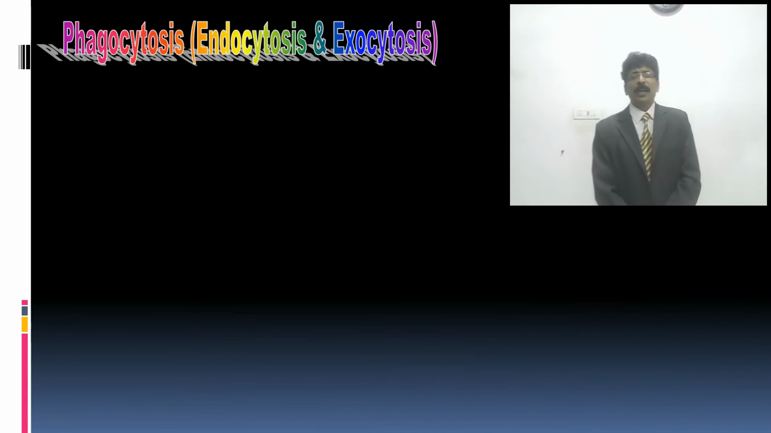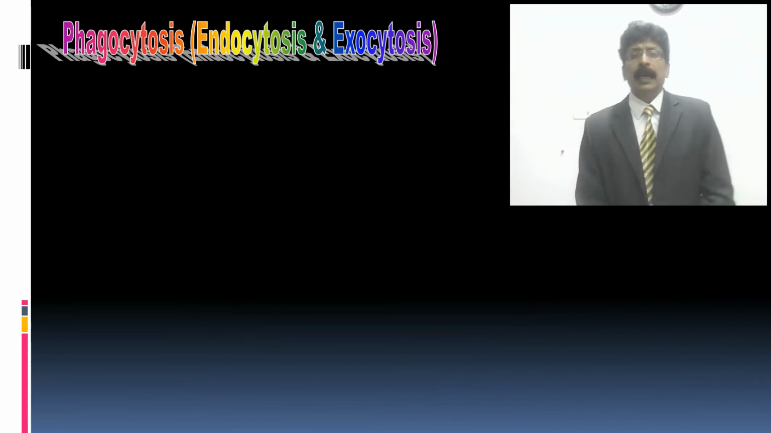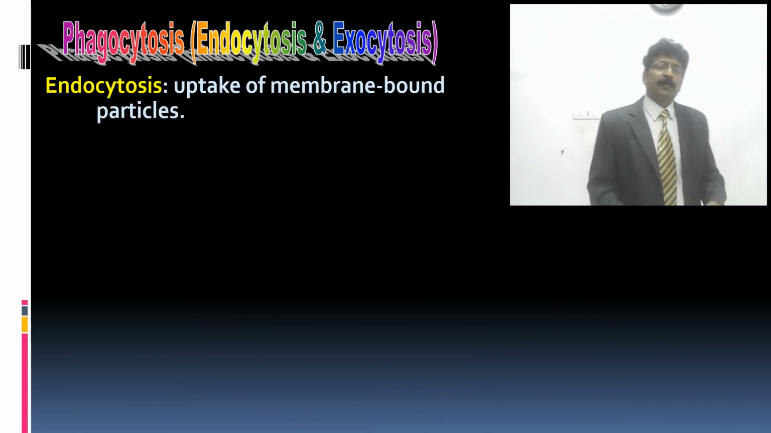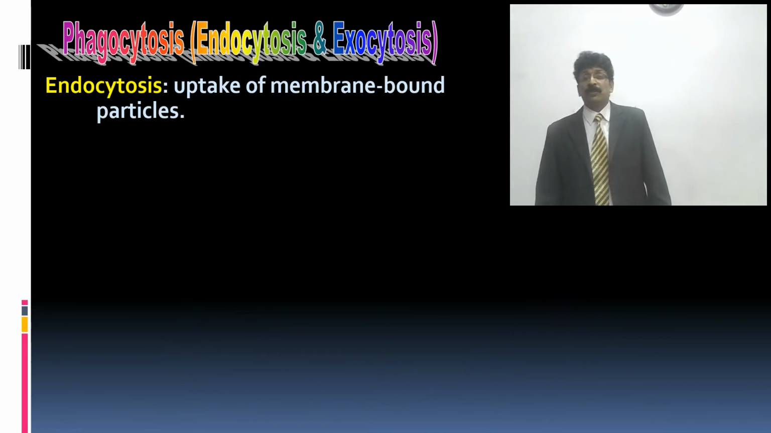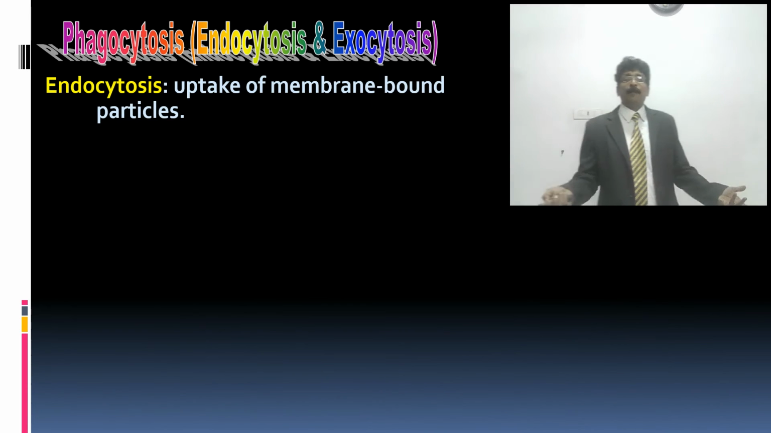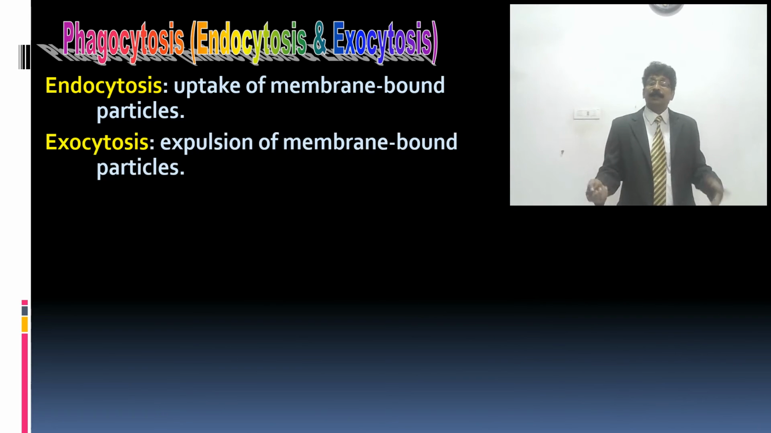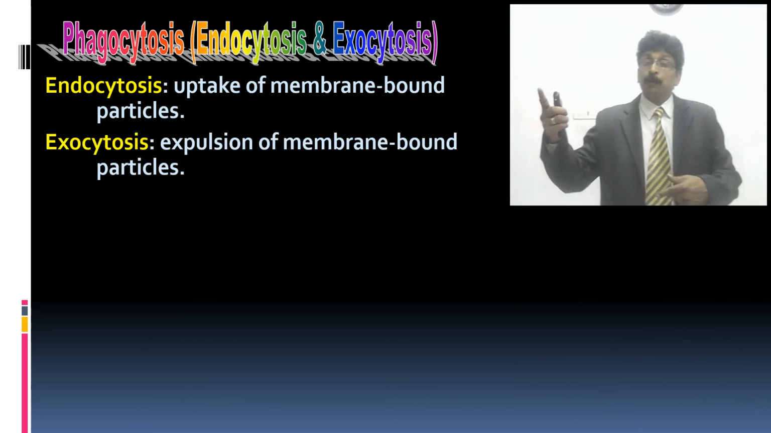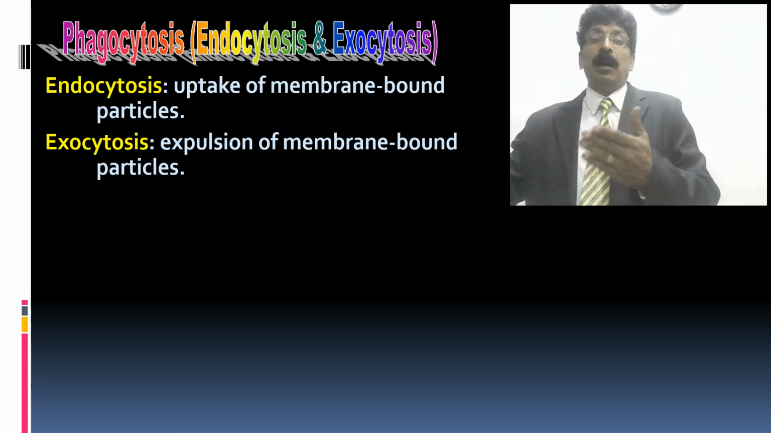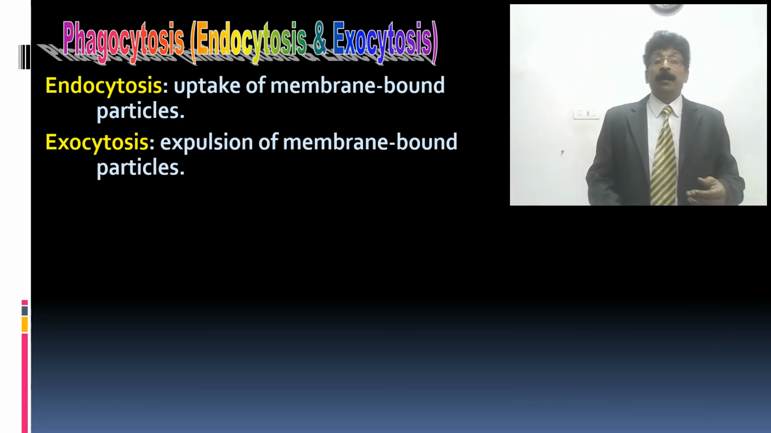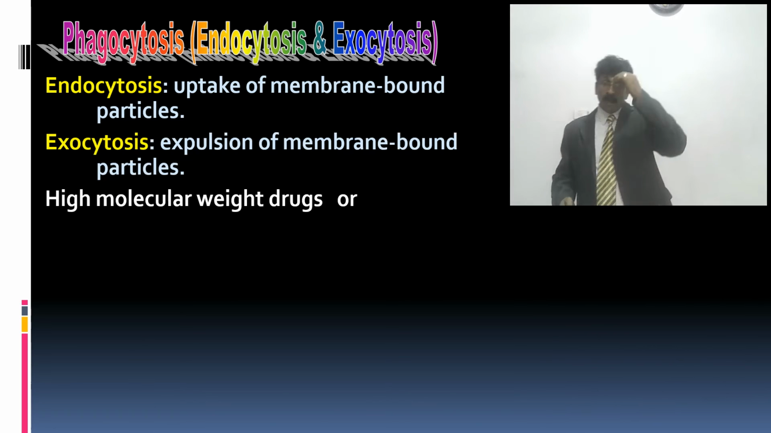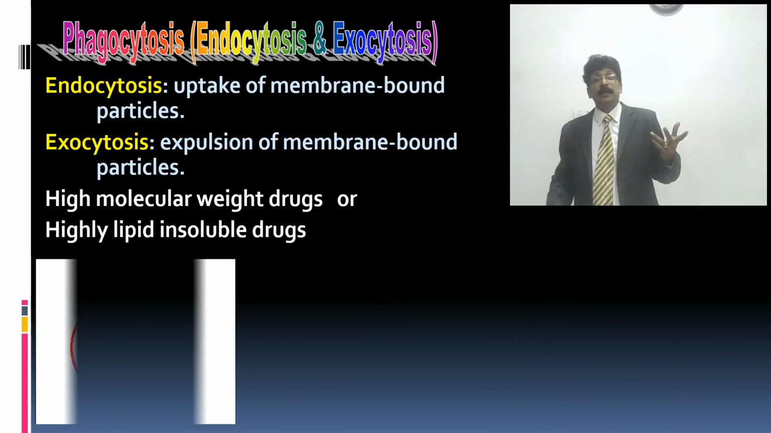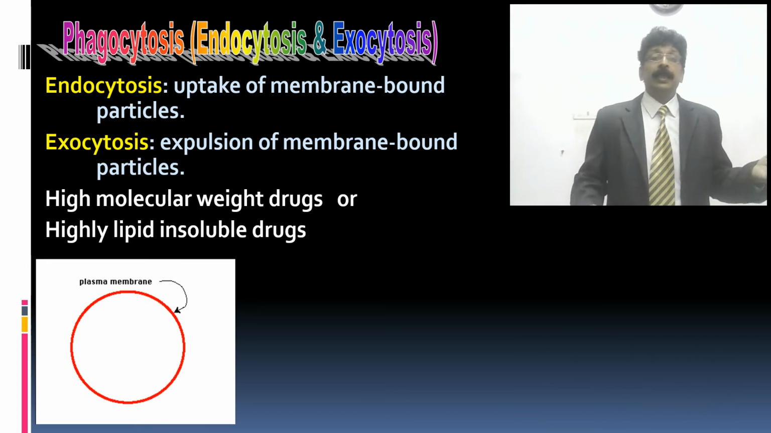Phagocytosis or endocytosis or exocytosis. What we mean by endocytosis and exocytosis, we have explained with an animated picture also. Endocytosis is the uptake of membrane bound particles. Exocytosis is the expulsion of membrane bound particles. High molecular weight drugs or lipid insoluble drugs usually use these processes.